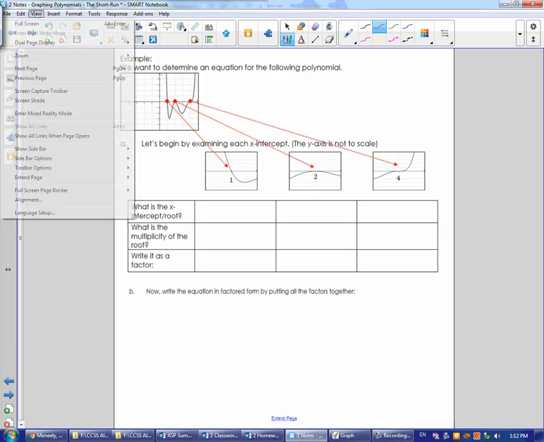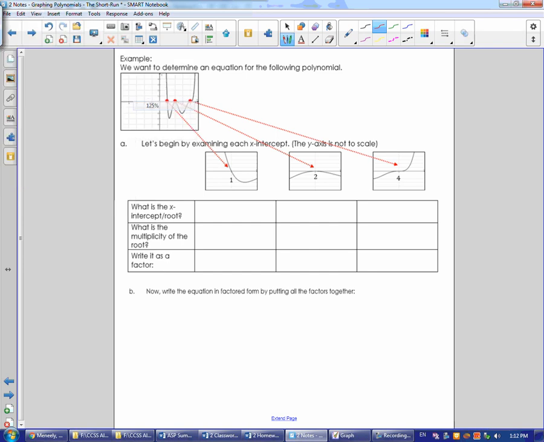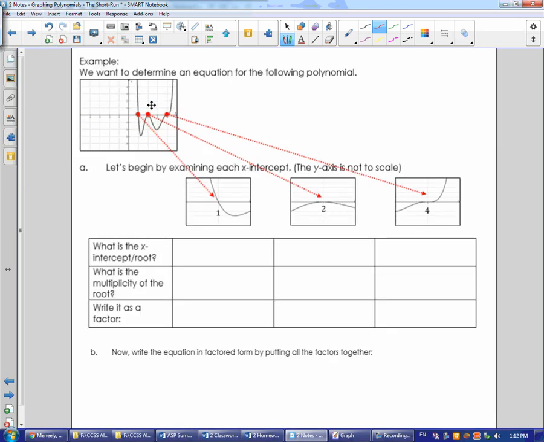In fact, let me make this view a little bit bigger so you can see it a little better. So in this example, you see a polynomial. You can see that it hits the x-axis 3 different times. And at each of those points, it looks slightly different.